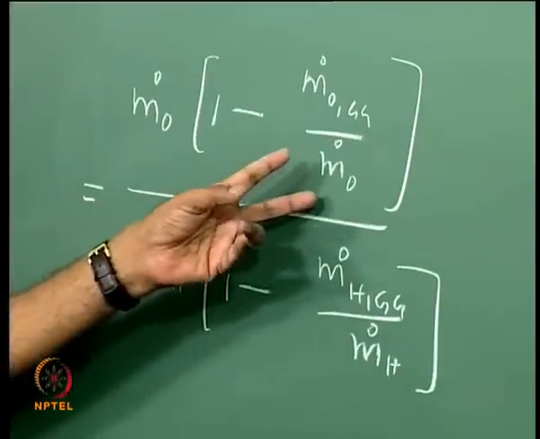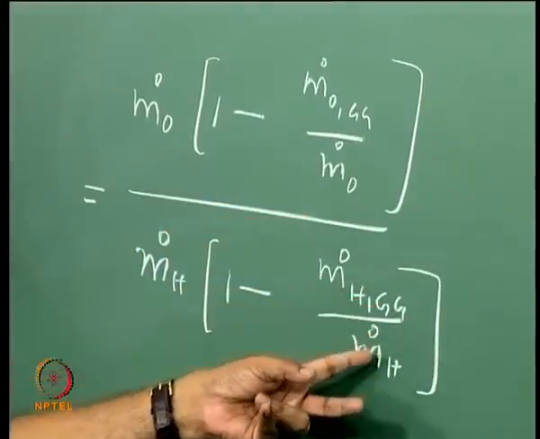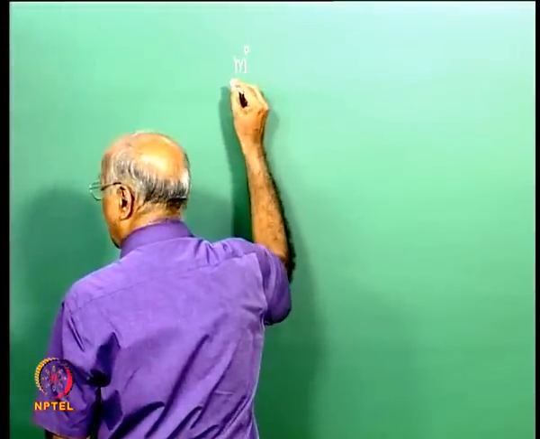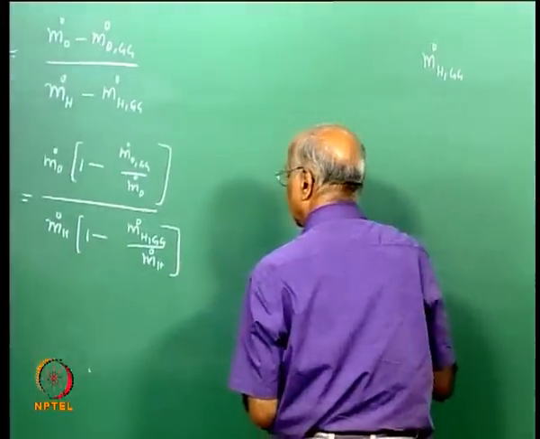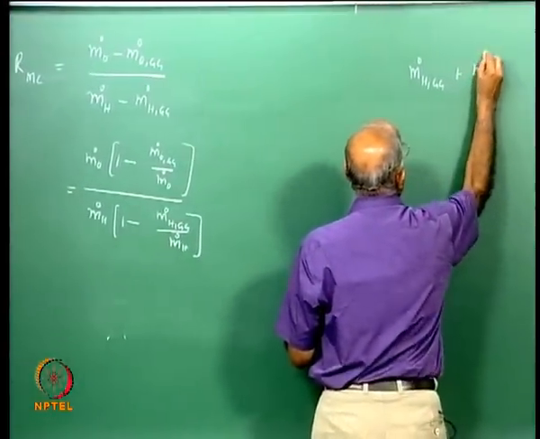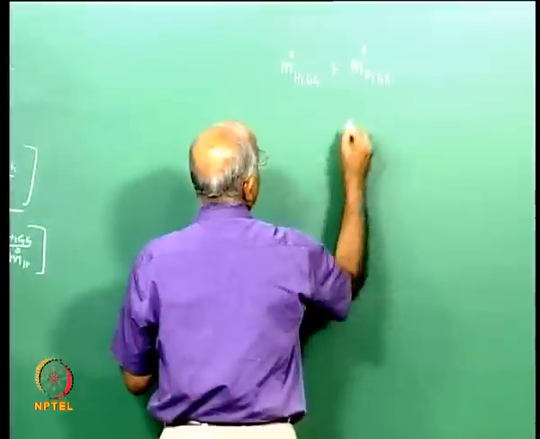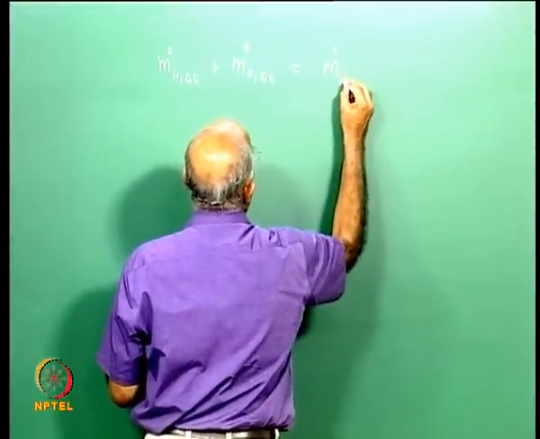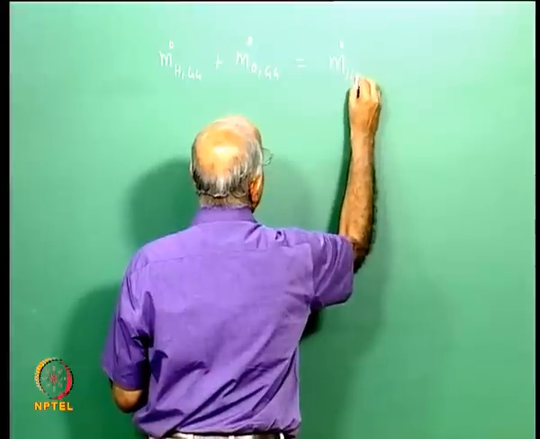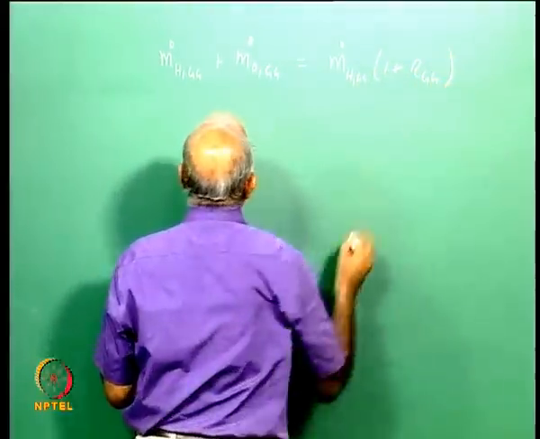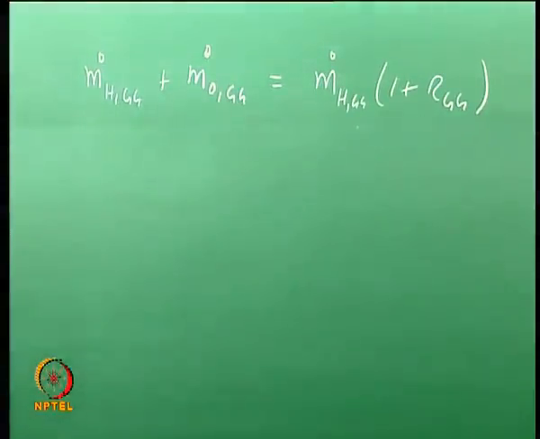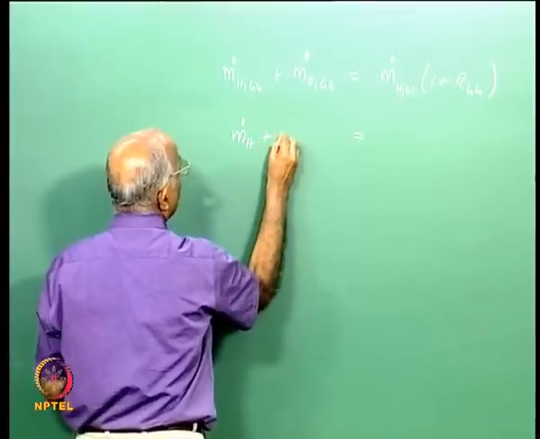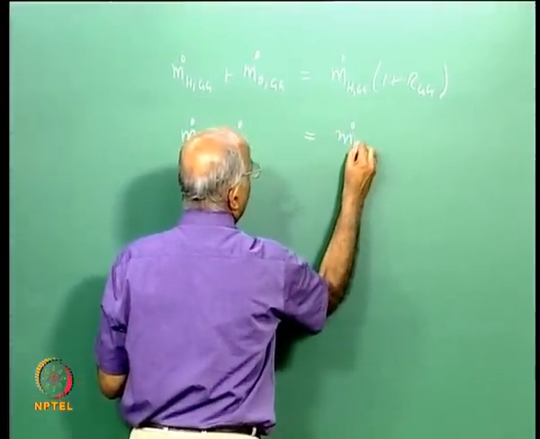And how do I get this value of m dot O which is going through the gas generator, or m dot H which is going through the gas generator, relative to the total hydrogen flow? We have already done something very similar in the last class. Let's take a look. m dot H through the gas generator plus m dot O through the gas generator is equal to the total propellant flow in the gas generator, and this is equal to m dot H through the gas generator into 1 plus R Gg. And similarly we can write an expression for the total: m dot H plus m dot O is equal to m dot H into 1 plus R.